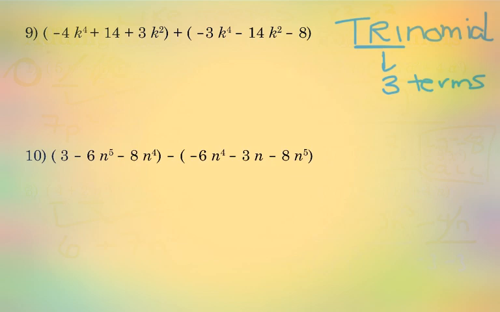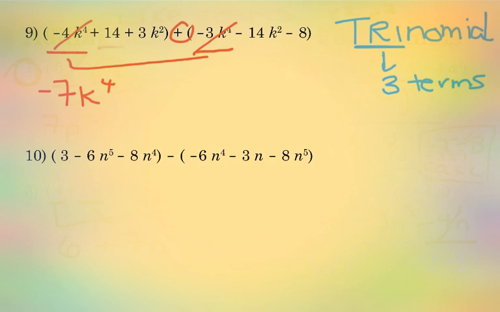So let's look at negative 4k to the 4th power. See if there are any other k to the 4th power. Give you a second to look. I see this negative 3k to the 4th. In this case, we are adding. So it's negative 4 plus negative 3. I know it's going to have a k to the 4th behind it. Negative 4 plus negative 3 is negative 7. Okay, took care of those.